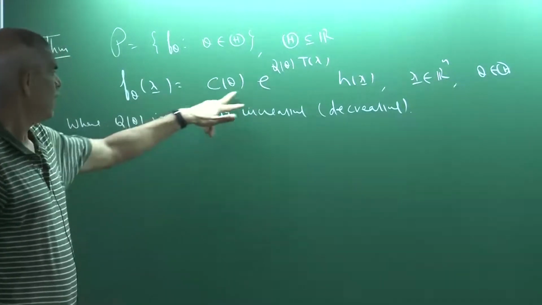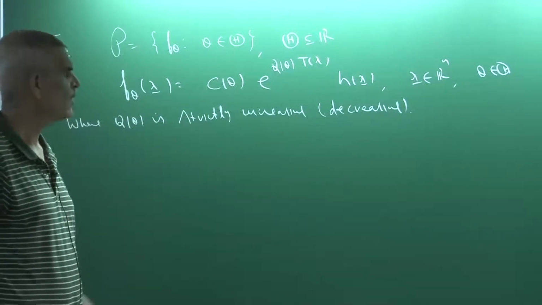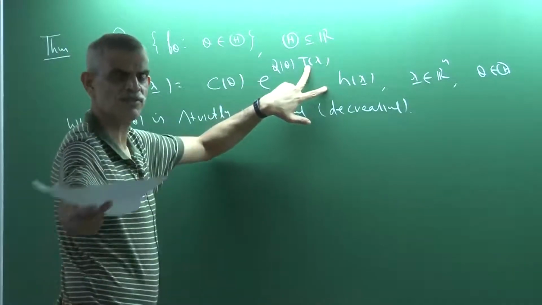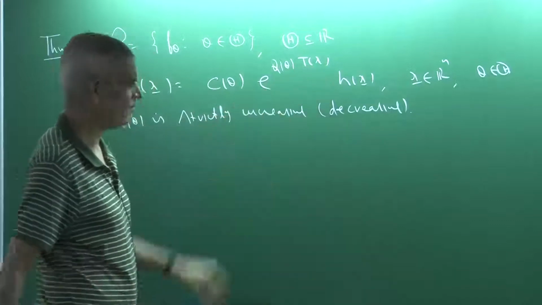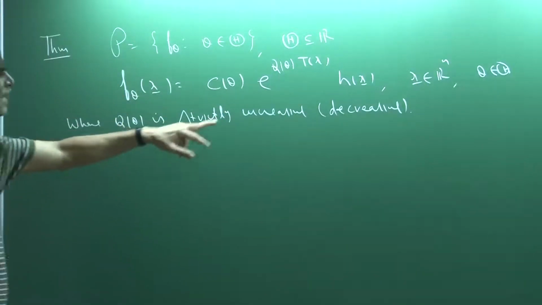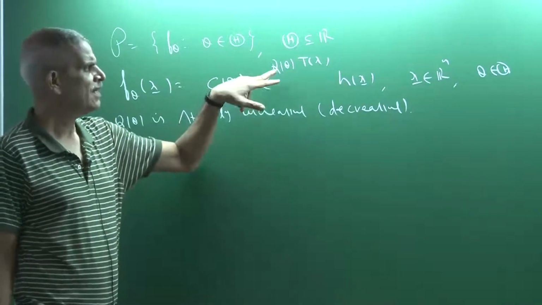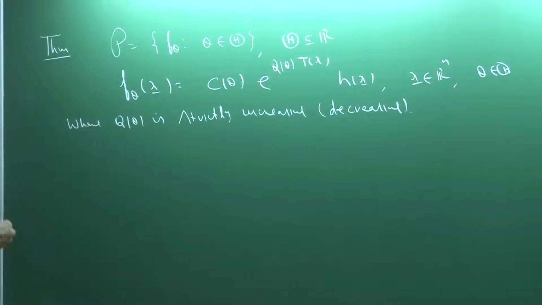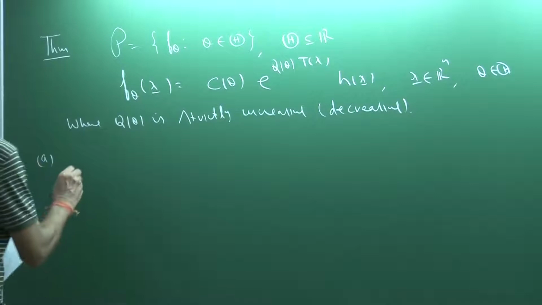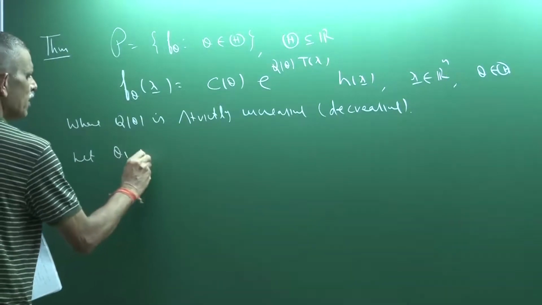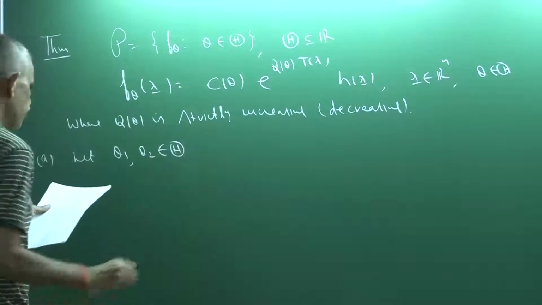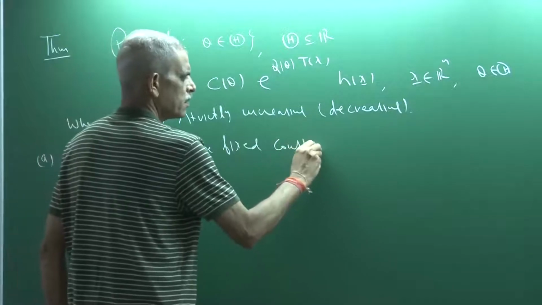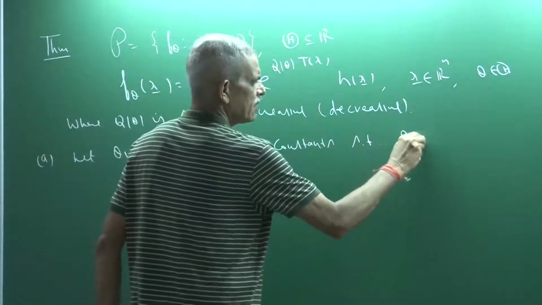Whereas if q theta is strictly decreasing, then it will be decreasing in T x. Decreasing in T x means larger values of T would correspond to small values of theta. And when q theta is strictly increasing, it has MLR in theta and T x. That means larger values of theta correspond to larger values of T x. So let us consider the first situation. So let theta 1 and theta 2 be two given points, fixed constants, such that theta 1 is less than theta 2.